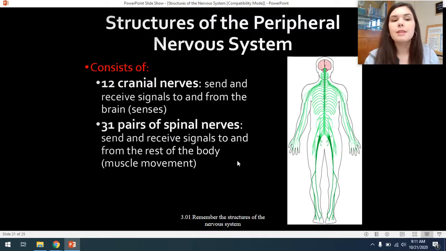Your peripheral nervous system consists of 12 cranial nerves and 31 pairs of spinal nerves. For the purpose of this class, you do need to memorize the 12 cranial nerves, their location, and their function, but you will not have to memorize the 31 pairs of spinal nerves. You just need to know the purpose of each. Cranial nerves send and receive signals to and from the brain, and these are most commonly related to your senses. And your spinal nerves send and receive signals from the rest of the body to control muscle movement.